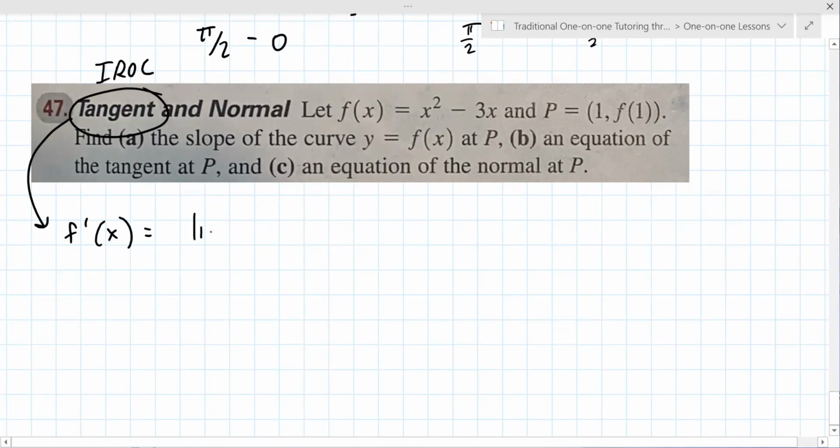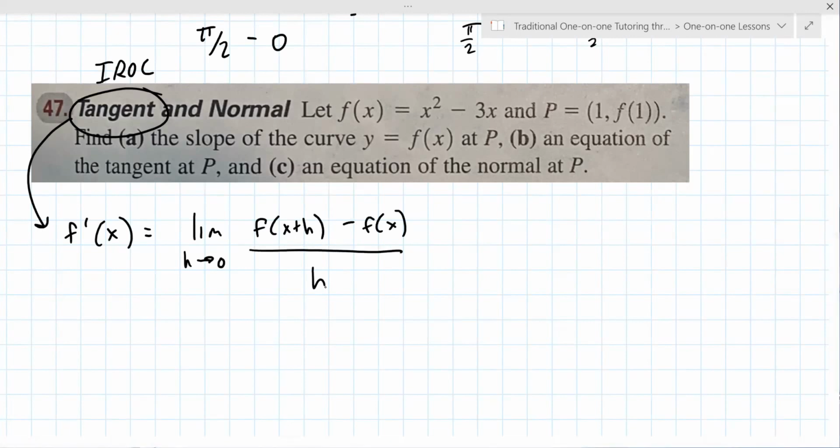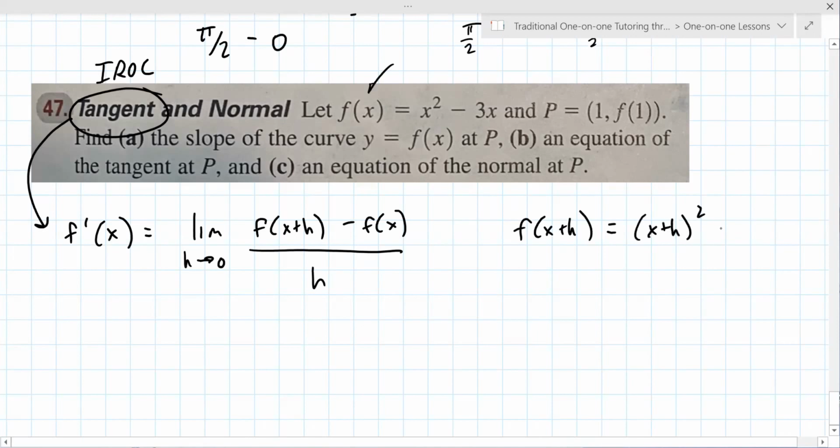And f prime of x is the limit as h goes to 0, f of x plus h minus f of x over h. So do you have an f of x? Okay, so that's your f of x. You have to find f of x plus h. So that's x plus h squared minus 3 times x plus h. So that's x squared plus 2xh plus h squared minus 3x minus 3h. You want to be really fast at that.